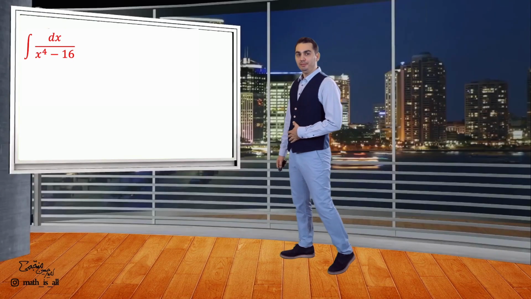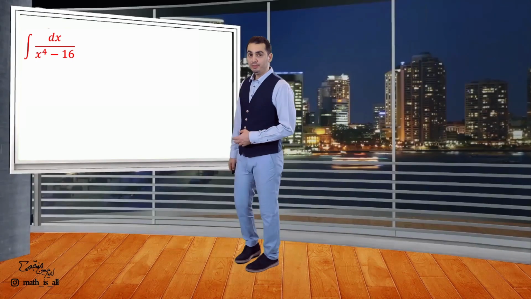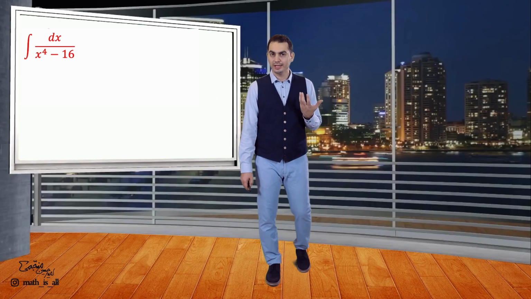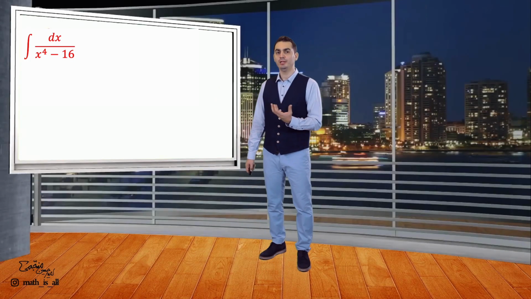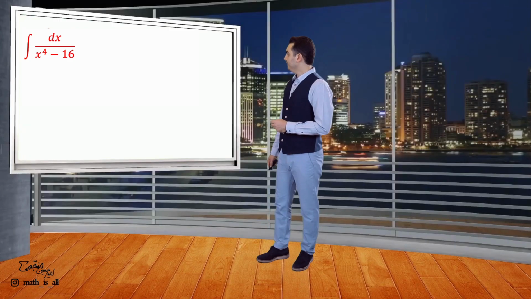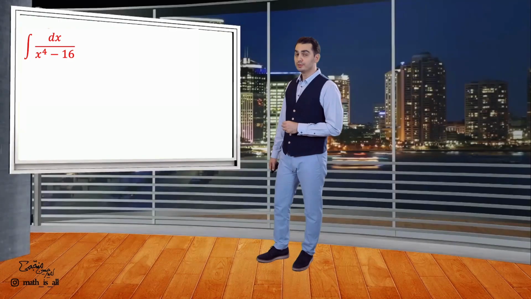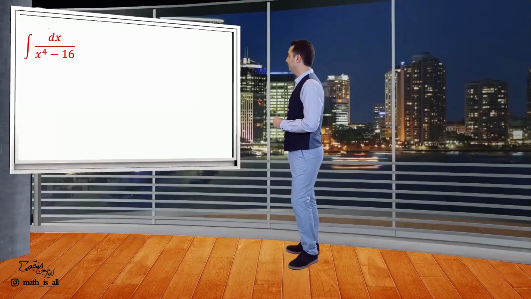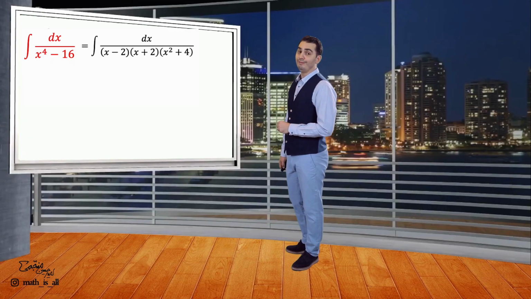Let us move on to another question. I will guide you through the beginning, then each of you will solve it on your own. We have dx divided by x to the 4th power minus 16. Can the denominator be factored? Yes, it can. How many factors are there in the denominator? There are 3 factors, and one of them is quadratic. There are 2 first-degree terms.